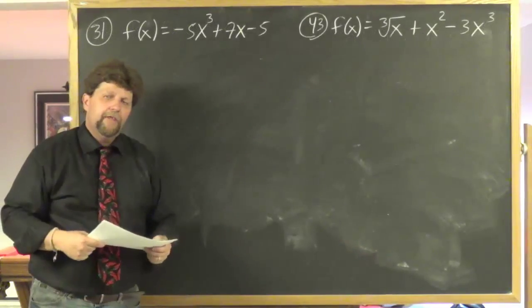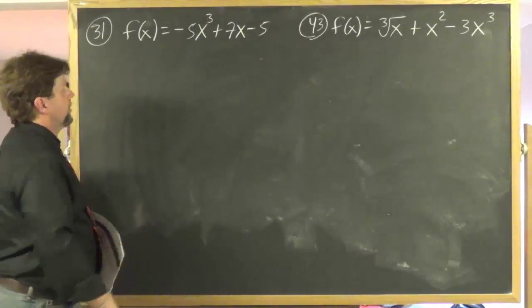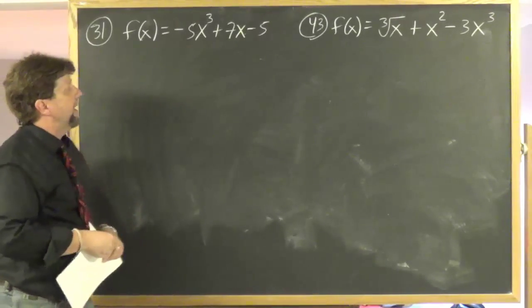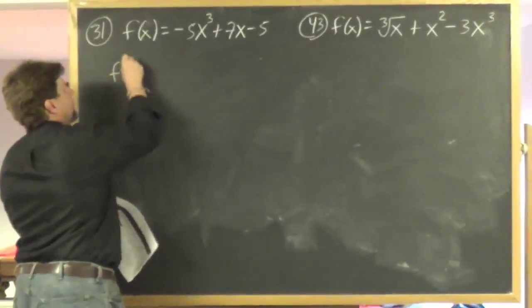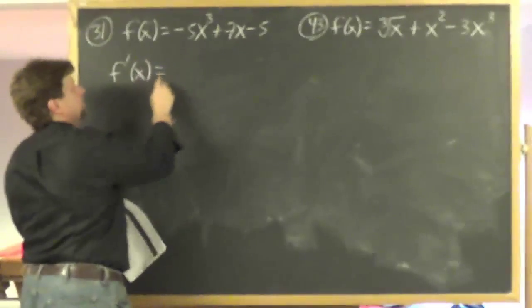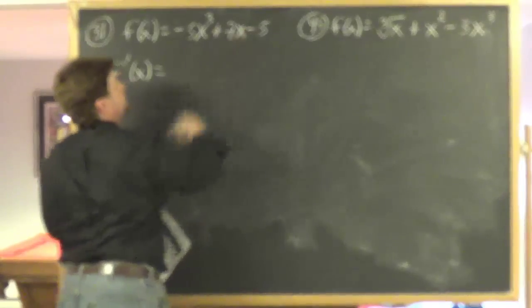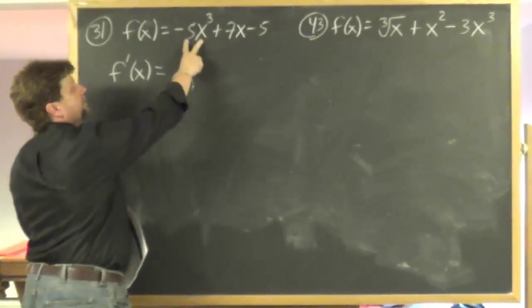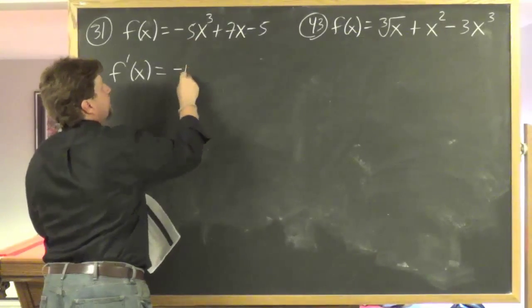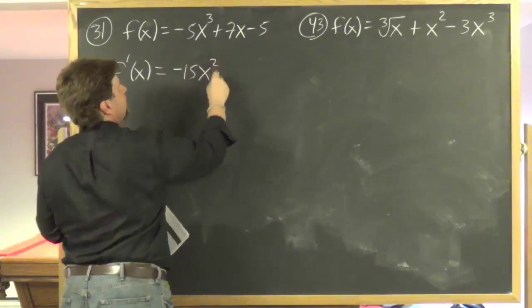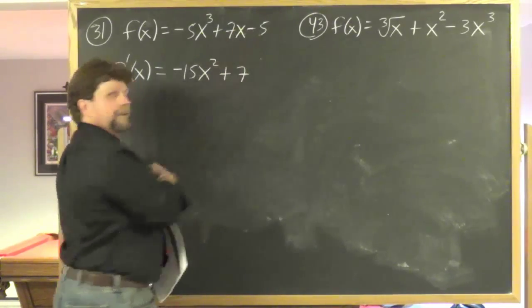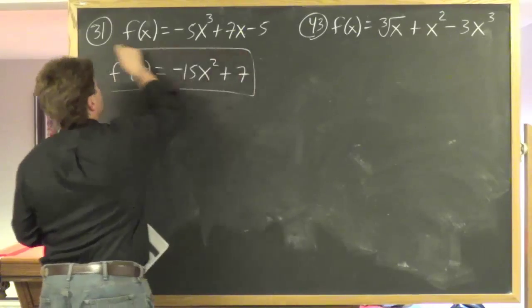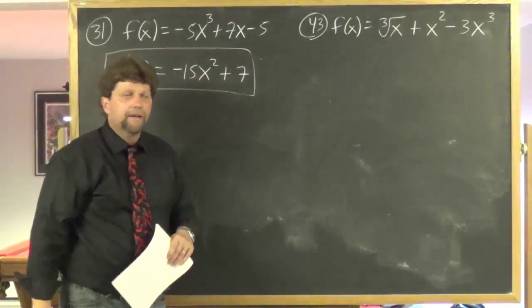All right, hey, let's see if you got 31 and 43 correct. So number 31, the function was negative 5x cubed plus 7x minus 5. To get its derivative, using the sum and difference rule, I just do term-by-term differentiation. So the derivative of the first term is negative 15x squared, and the derivative of the second term is 7, and the derivative of the constant is 0. So there you go, number 31.